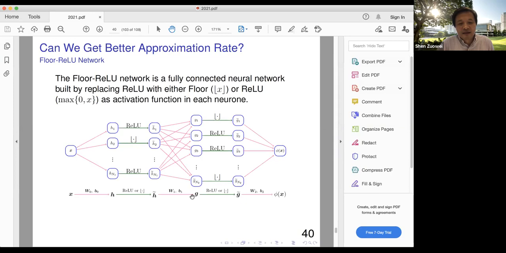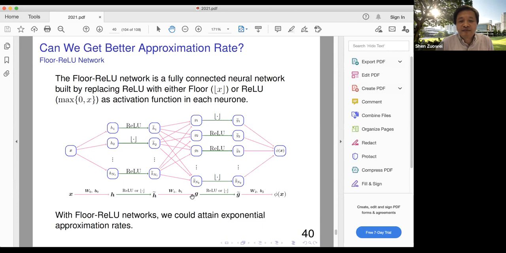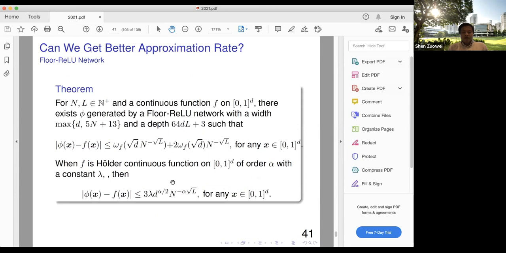So if you have this kind of freedom, you can get a much better approximation. That is our result. Here, if you have an N, your depth is not bigger, it's only DL, and your width is also not big, only the maximum of 5N plus 13 or D. Your rate, looking at the Hölder continuous case, is alpha to the square root of N. Almost exponential. So this approximation scheme has no curse of dimensionality, because this D is here. You just add a little bit of depth, and you may cure this D easily. This is a super powerful approximation scheme.